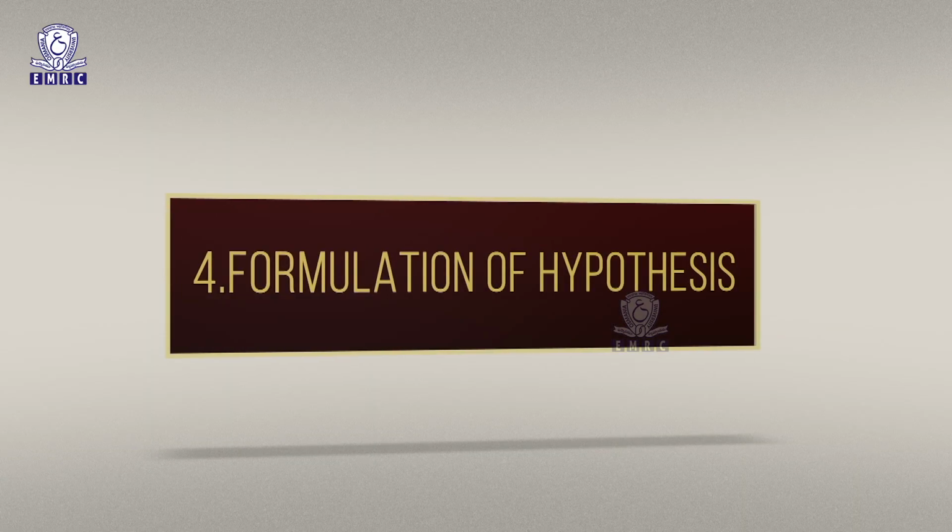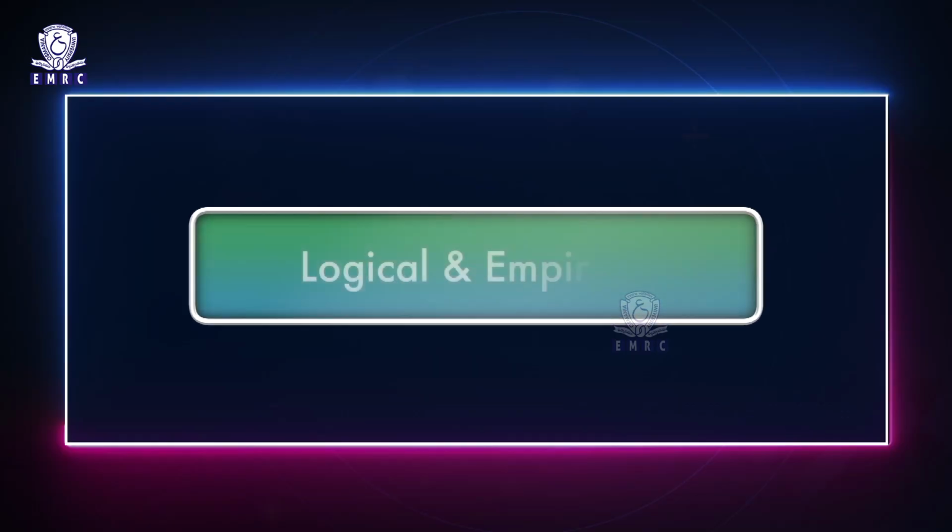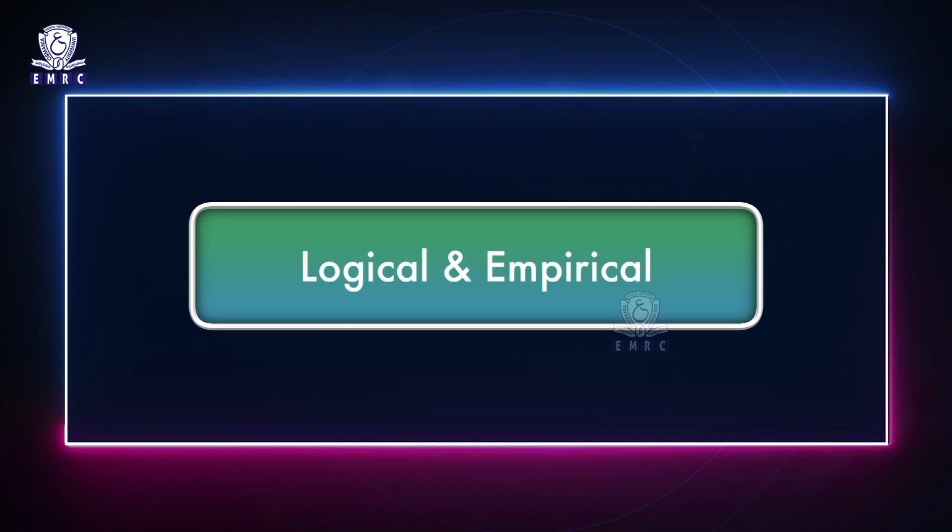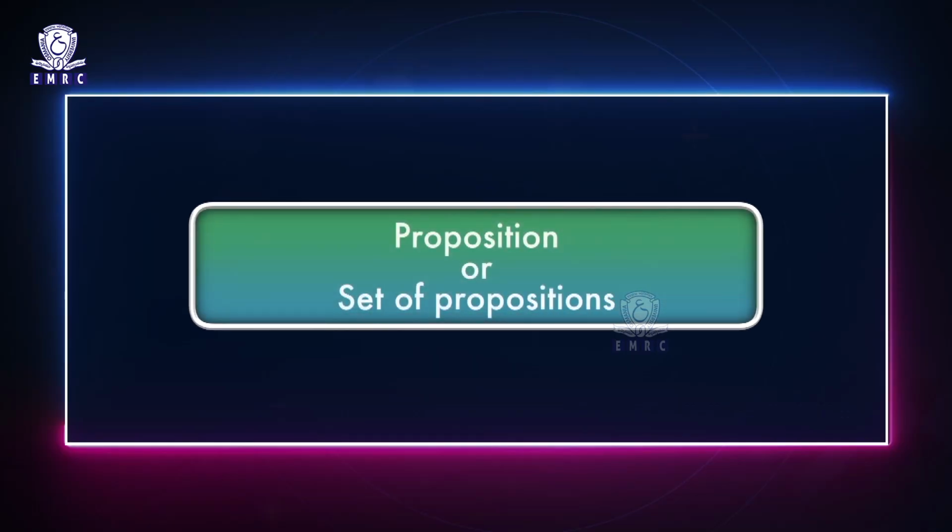The fourth step is formulation of hypothesis. Specification of a working hypothesis is the next step of the research process. A hypothesis is a tentative statement which needs to be tested for its logical and empirical confirmation. A hypothesis can be formulated as a proposition or set of propositions providing the most probable explanation for the occurrence of some event or specified phenomenon.